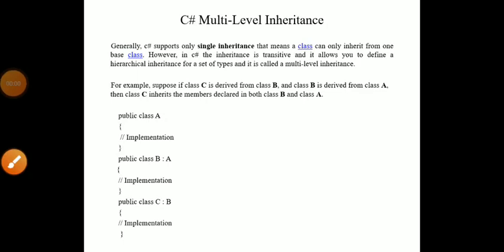Good morning everyone. Today we will be discussing the concept of multi-level inheritance. Mainly, C# doesn't support multiple inheritance, but it supports multi-level inheritance. Multi-level is nothing but information being passed from one class to another class to another class. Like that, various information is passed between the classes. That is called multi-level inheritance.